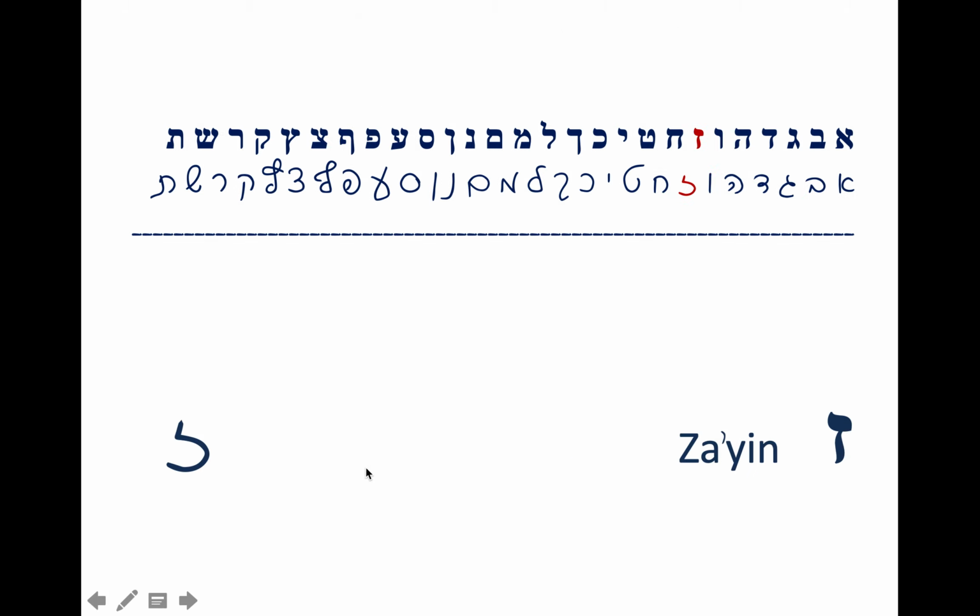The next letter is the letter Zain. Zain. And Zain really is the opposite of Gimel, as you can see from here. Gimel goes to the left, Zain goes to the right. So, we'll start with the line and half a circle. Okay, again, you start, I made it a little big, but it's fine. And go to the left. And this is the letter Zain.